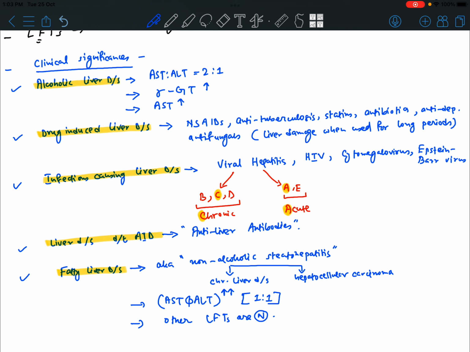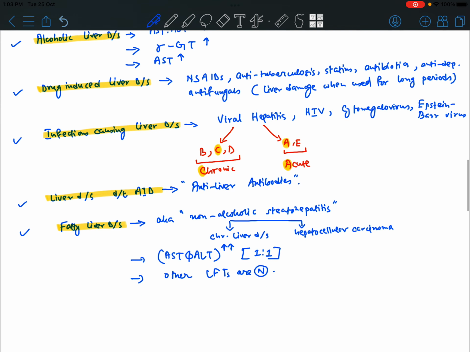Now what are the enzymes which are elevated due to hepatocyte damage, that is liver cell damage? The aminotransferases, AST and ALT, will be elevated. If there is cholestasis, alkaline phosphatase and GGT will be elevated.